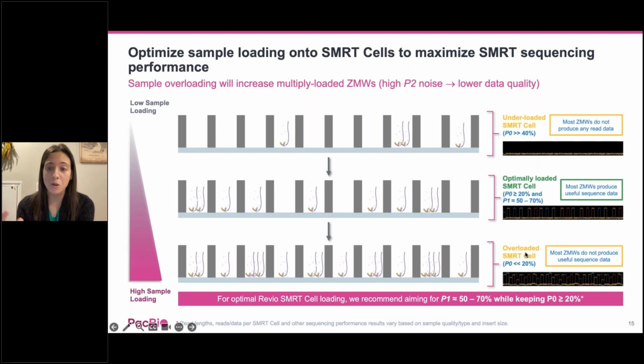In the scenario of an overloaded SMRT cell, the definition here is a P0 that's much less than 20%. And in this scenario, most ZMWs are not going to be able to produce useful sequence data due to this overloading and crowding of the ZMW issue.